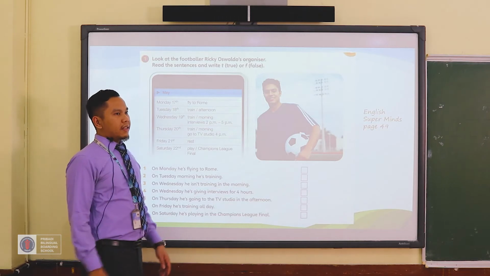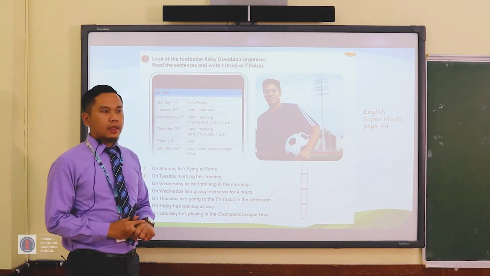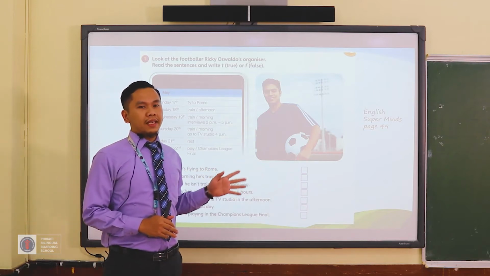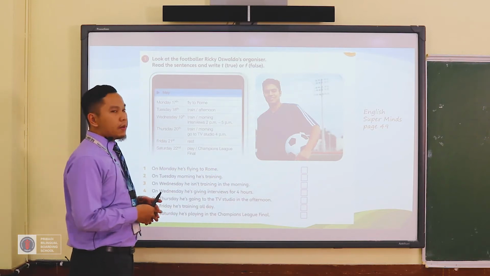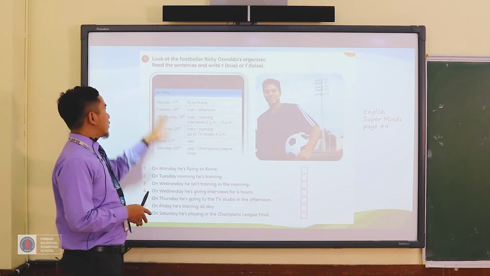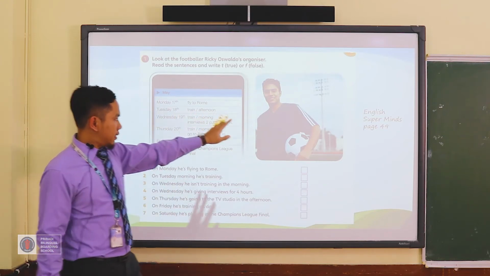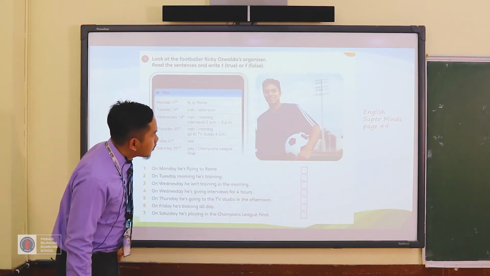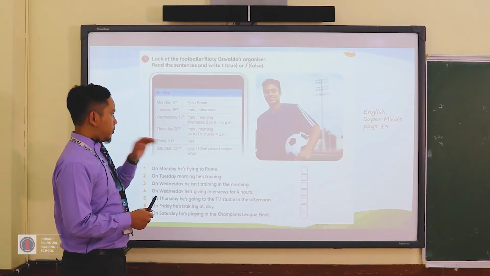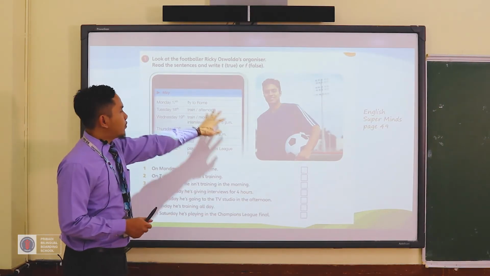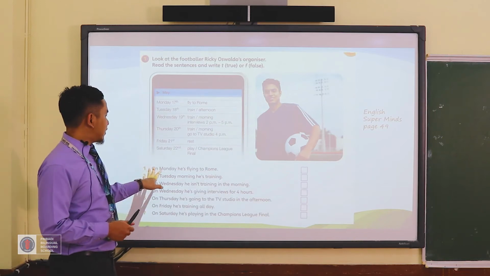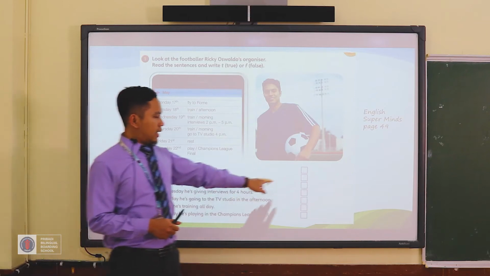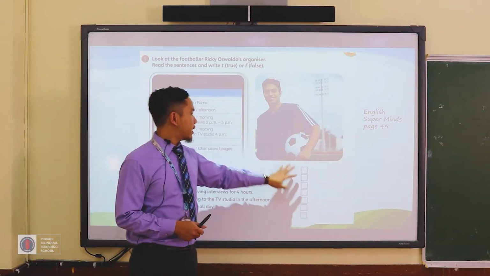Okay, but actually the thing that is happening is not about the topic that we are going to talk about today, but we are going to talk about something else. So look at here, I think it's in the English Superman student book, page 49. So here there are schedules of a football player. Okay, we can see on Monday he's flying to Rome. You can check here, put true or false, or correct or incorrect based on this schedule.